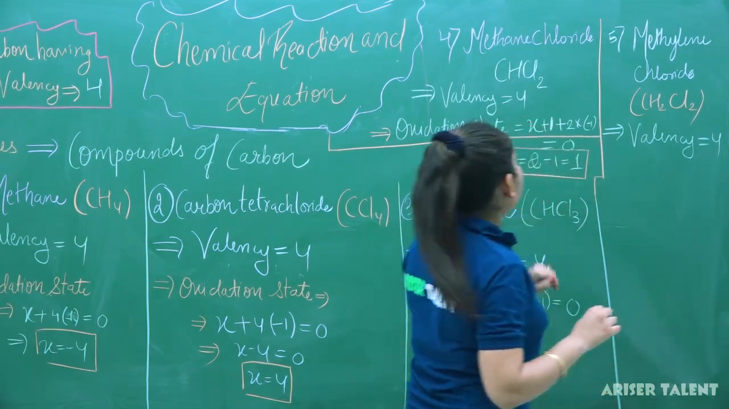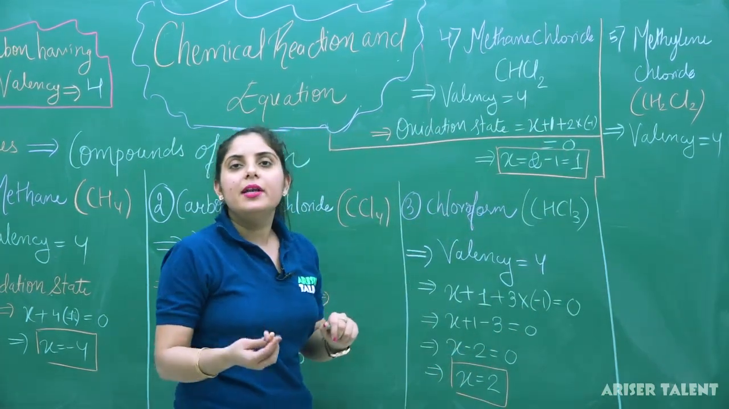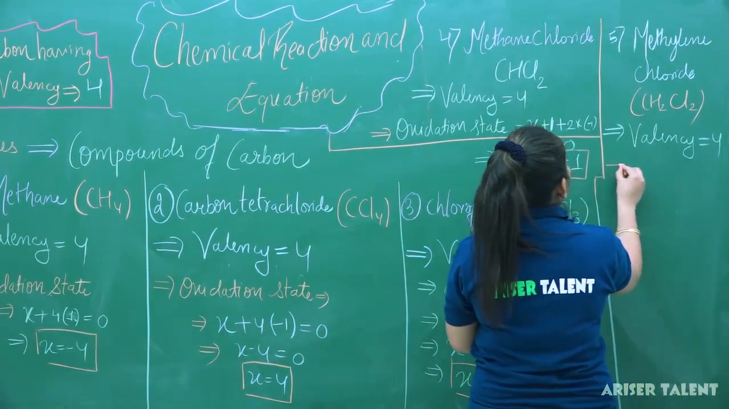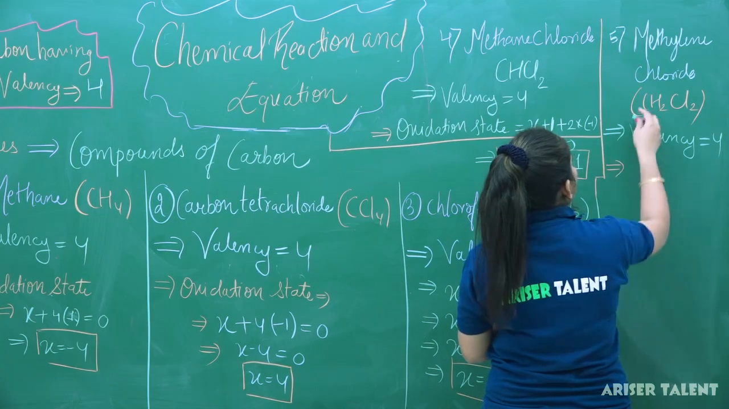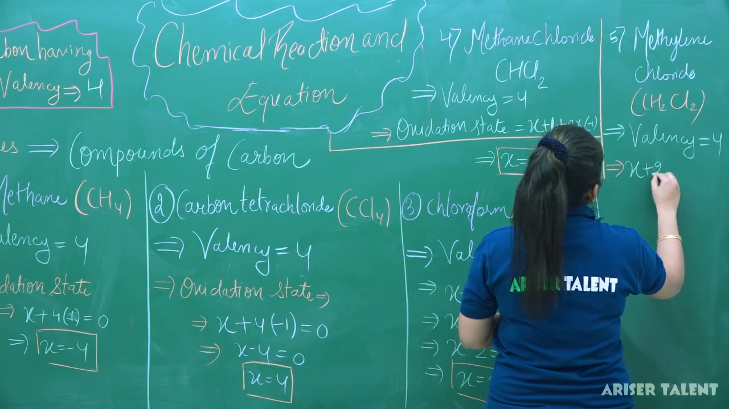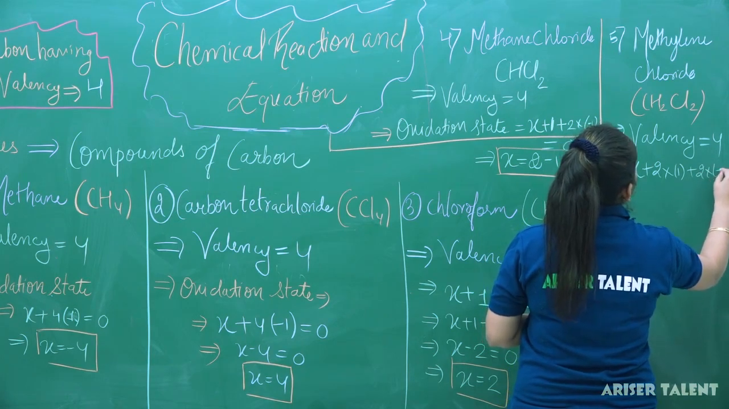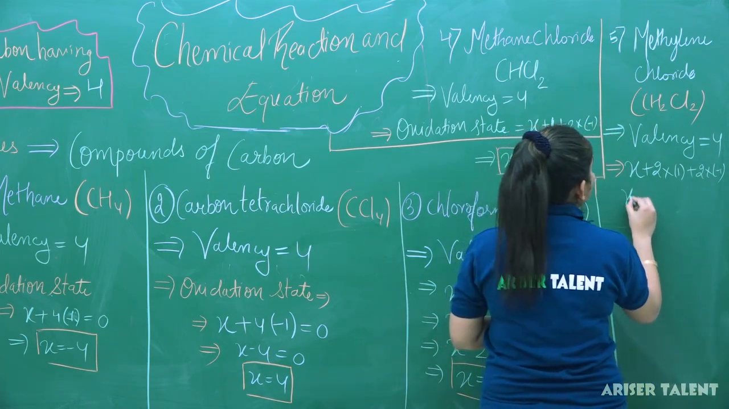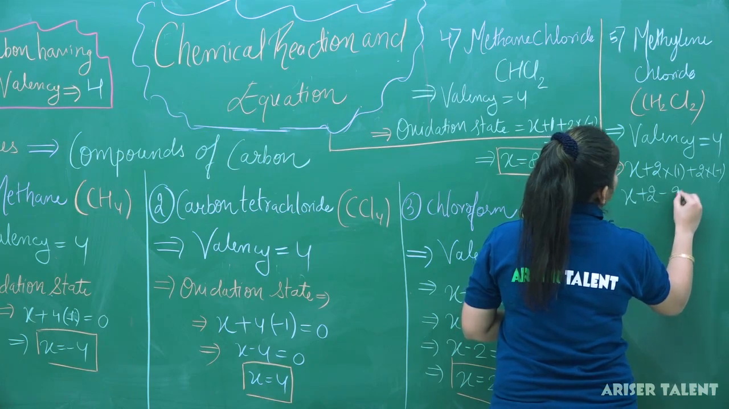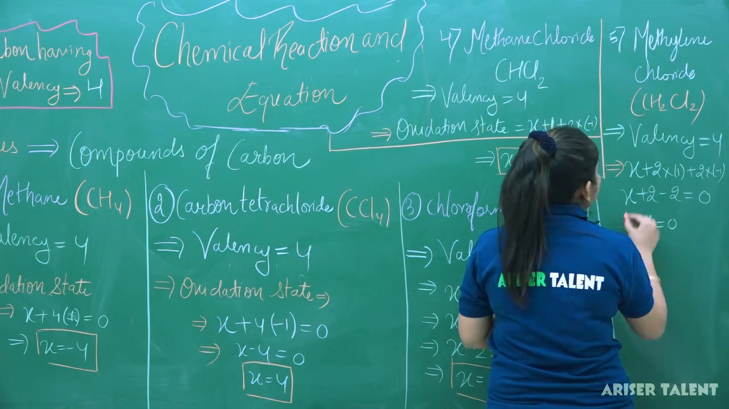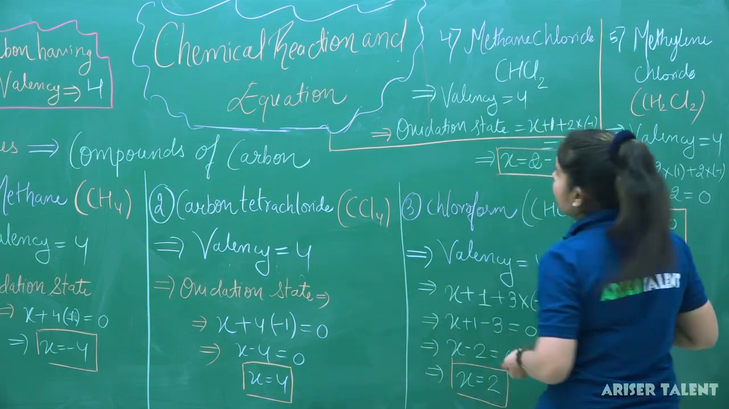Now proceeding to our next case, we have to calculate the oxidation state of methylene chloride. So considering the case of methylene chloride, we have carbon X, hydrogen 2 into 1, plus chlorine 2 into minus 1. So what we will get in this equation, X plus 2 minus 2 equal to 0 and X is equal to 0. So the oxidation state will be 0 in this case.